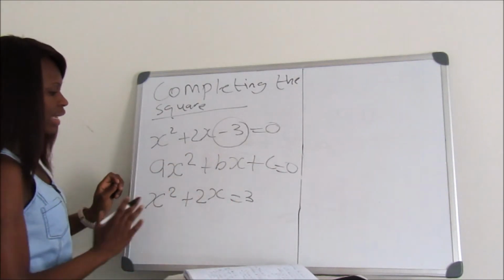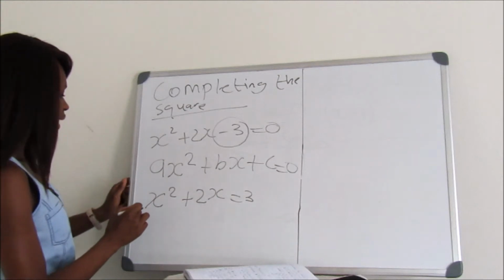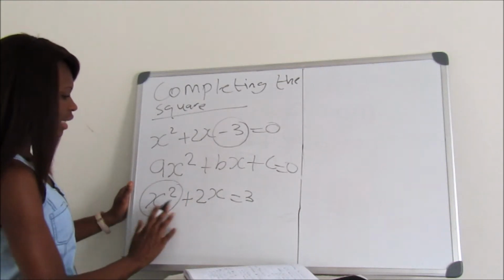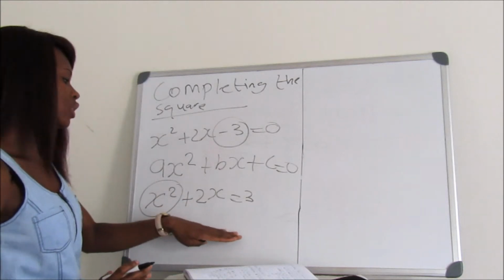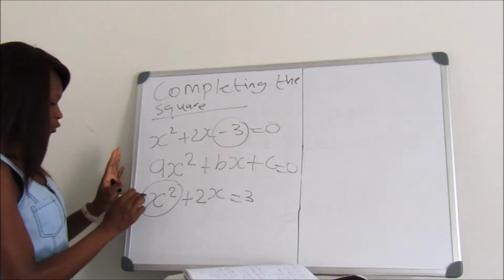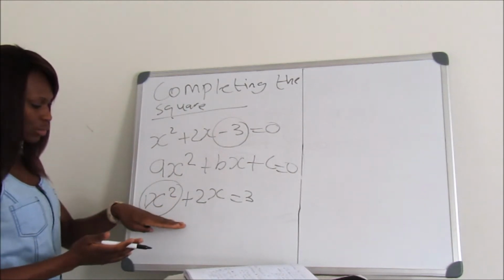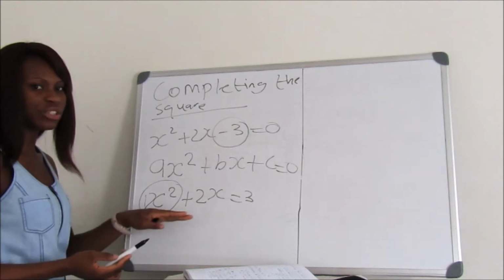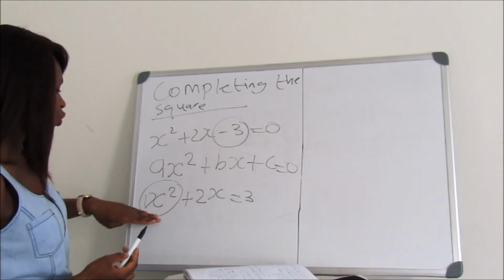From here, the next step is to make sure the coefficient of x squared is 1. You divide the entire equation by the coefficient of x squared, so that x squared is left with a coefficient of 1. In this equation, the coefficient of x squared is equal to 1, so we don't have to divide through by it.